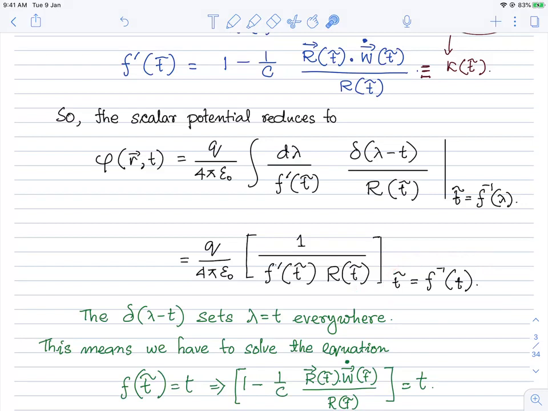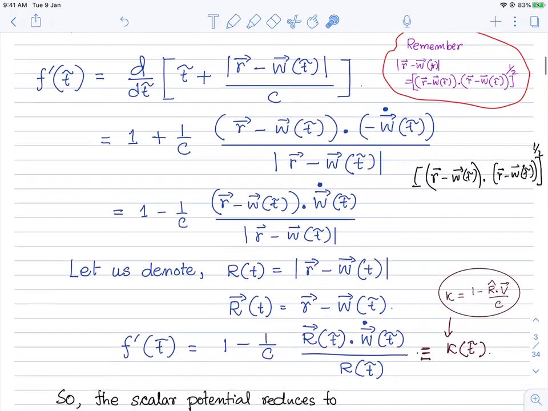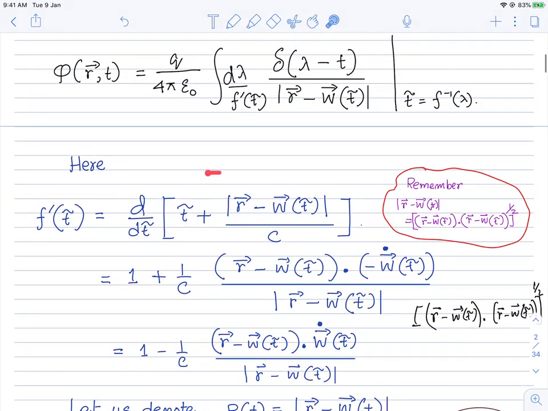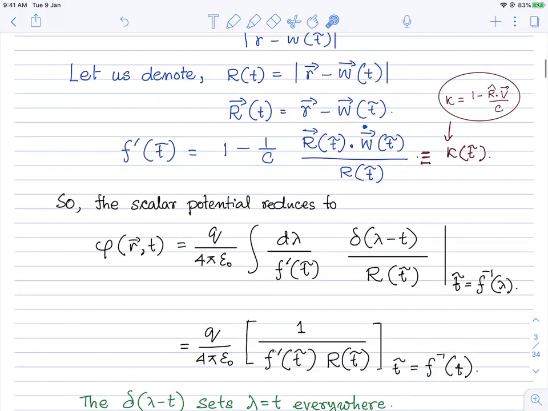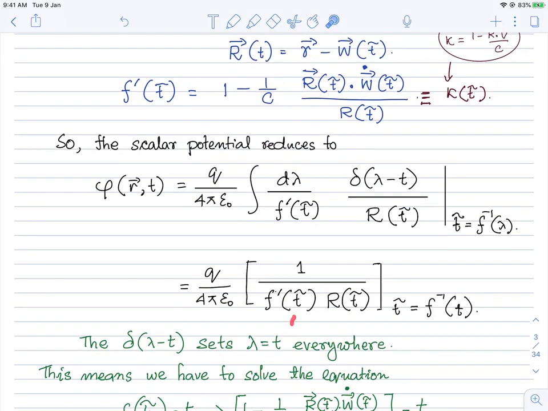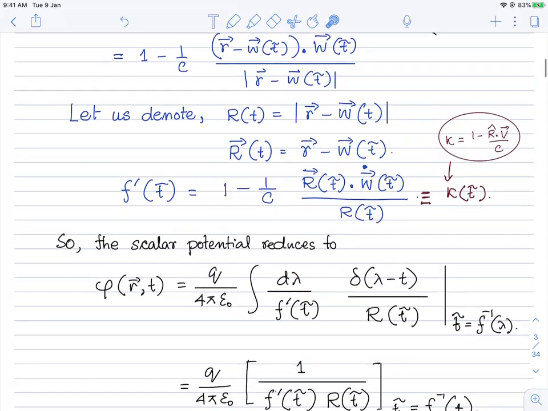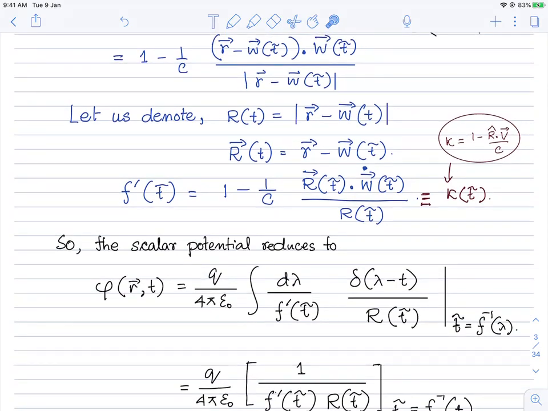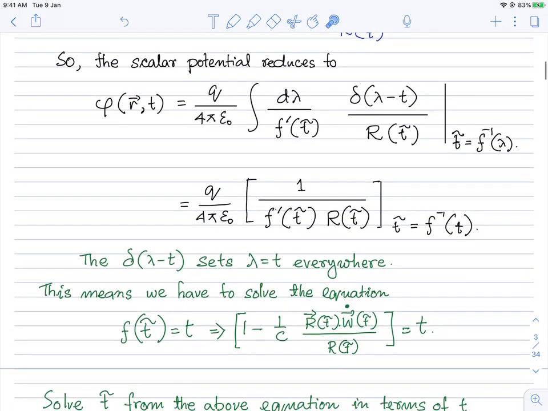Whatever the trajectory is, you give me any trajectory, I find this object, where again you have to remember this function f is basically this function here. So I said that this function is equal to t, and solve for t tilde and plug it back into our final result wherever t tilde appears. That is the rule of the game. Okay, so right. So this is what we have to do.